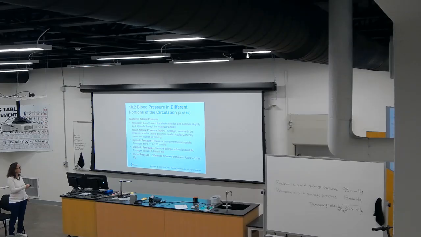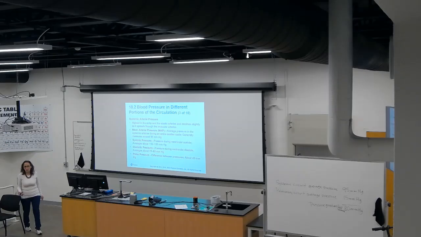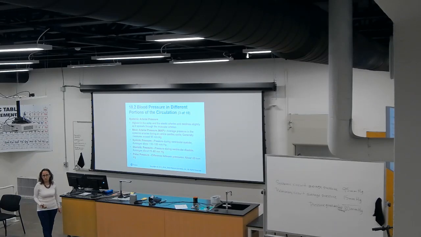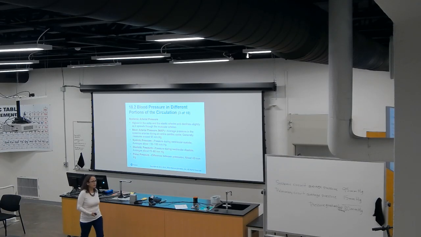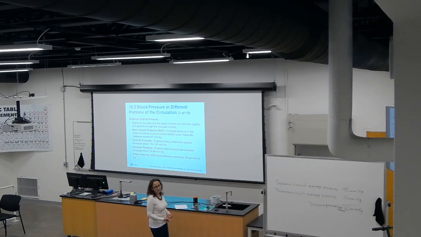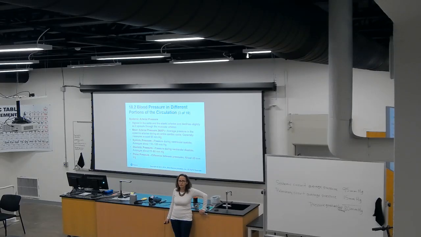So the MAP, the mean arterial pressure, is calculated using systolic pressure and diastolic pressure. And the difference between systolic and diastolic is called the pulse pressure. If you have 120 over 80, what is the difference? 40. That's the pulse pressure. If you have 100 over 60, what is the pulse pressure? Or 110 over 60, what will be the pulse pressure? 50.